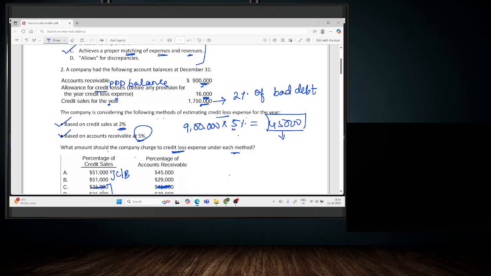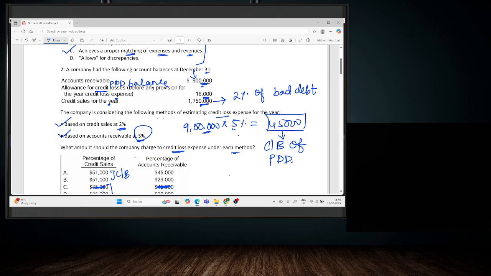When you are applying the percentage on an asset, you will get a figure that is at a particular point of time. What does it mean? It means that accounts receivable as on 31st December is given. 9 lakh rupees is the value of accounts receivable as on 31st December. On this particular date, this is the value of the asset. Now we are applying 5% on 9 lakh rupees. We are getting 45,000. So this 45,000 rupees is not the credit loss expense, but it is the closing balance of the provision for doubtful debts.